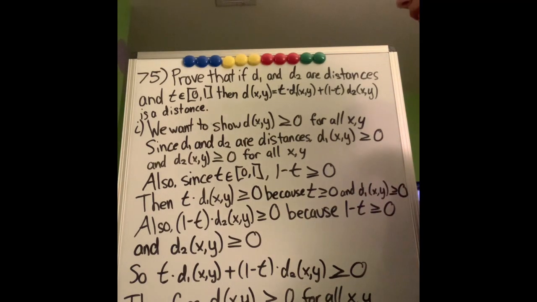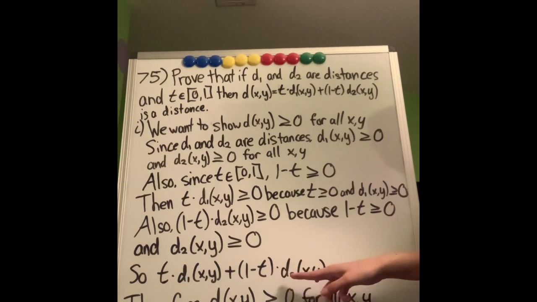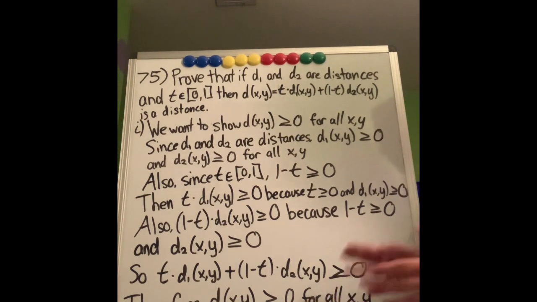So then, t times the distance d1(x,y) is greater than or equal to 0 because t is greater than or equal to 0, and d1 is greater than or equal to 0. Also, (1 minus t) times d2(x,y) is greater than or equal to 0 because 1 minus t is greater than or equal to 0, and d2(x,y) is greater than or equal to 0. So this whole thing, t times d1(x,y) plus (1 minus t) times d2(x,y), is greater than or equal to 0 for all x, y. Therefore, the distance defined, d(x,y), is greater than or equal to 0 for all x, y. So this meets the first condition.